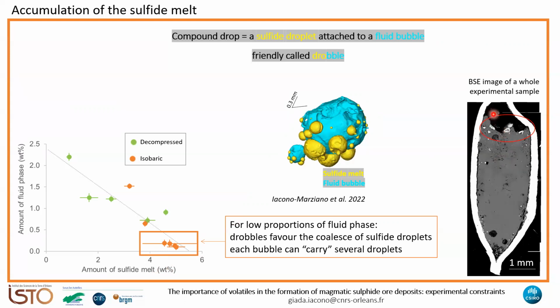sulfide melt. And that's what we can observe in this BSE image of a whole experimental sample within its platinum capsule. You see that the sulfide accumulations are larger and more concentrated in the upper part of the capsule than in the rest of the sample. So we can easily imagine that the drawballs ascended through the silicate melt toward the top of the sample.